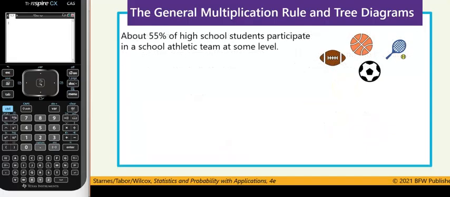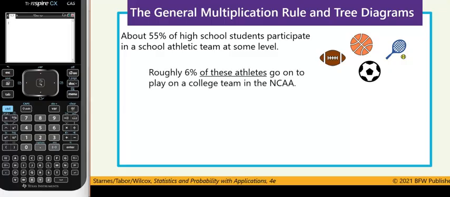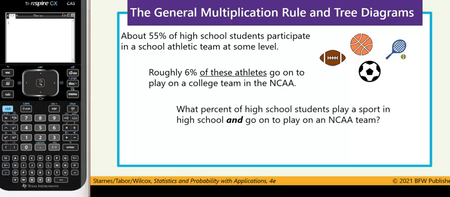Okay, so here's a question. About 55% of high school students participate in athletic sport. Roughly 6% of these athletes go on to play college NCAA sports. What percent of high school students play a sport in high school and go on to play on an NCAA team? So you've got this kind of conditional stuff happening. You've got two events happening here. So what's the chance of both of those events happening?